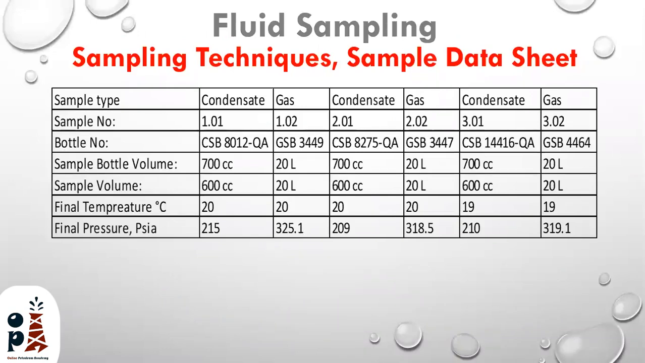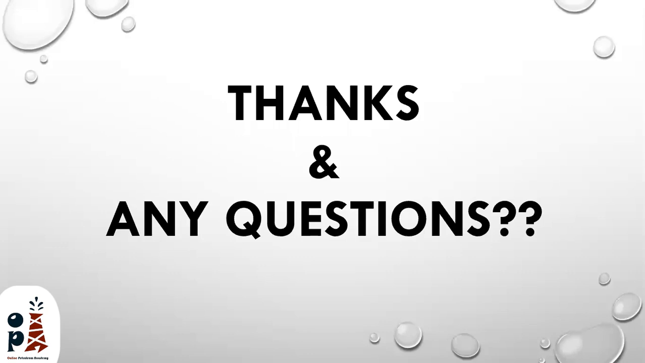Finally, this sheet is for recombination samples taken from a separator. A condensate, three condensate samples and three gas samples. The sample will be labeled for the temperature of sampling and also the pressure for the reservoir and the separator, and the volume of sample and the bottle number, sample number. Thanks, and any questions?